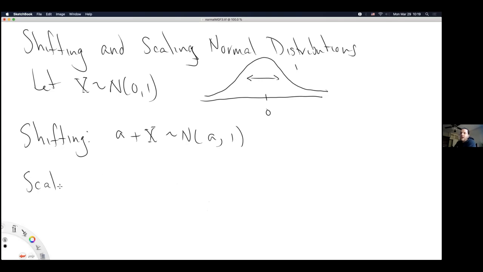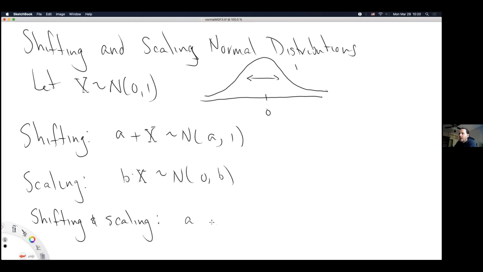And similarly, if you scale a distribution by some constant B, that is, you take B times X, then you're going to get a new distribution centered at whatever it was before, because this time I've only scaled, I have not shifted, with B as the new variance. And you can theoretically do both, as we just did on the web page, shifting and scaling together might look like this. Add A and scale by B.